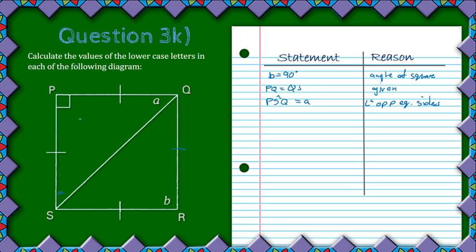And then I can use interior angles of a triangle. So I can say that A plus A plus 90 degrees is equal to 180 degrees, angles of a triangle. And then 2A will be equal to 180 minus 90, so that's 90 degrees. And then I divide both sides by 2, so A is equal to 45 degrees.